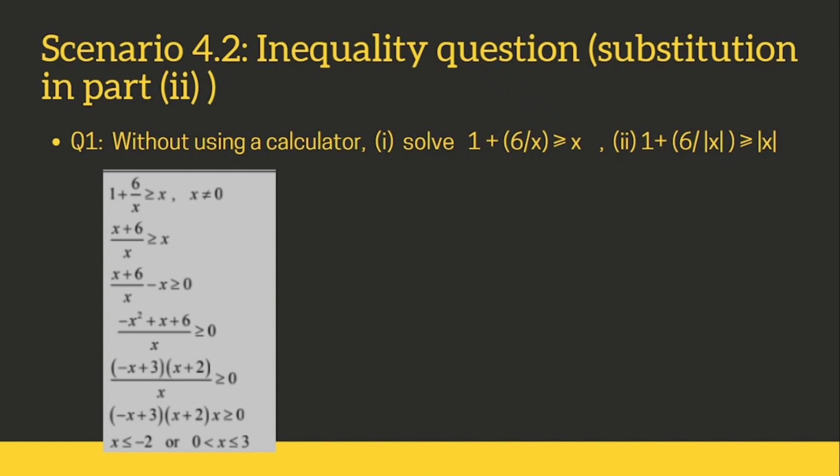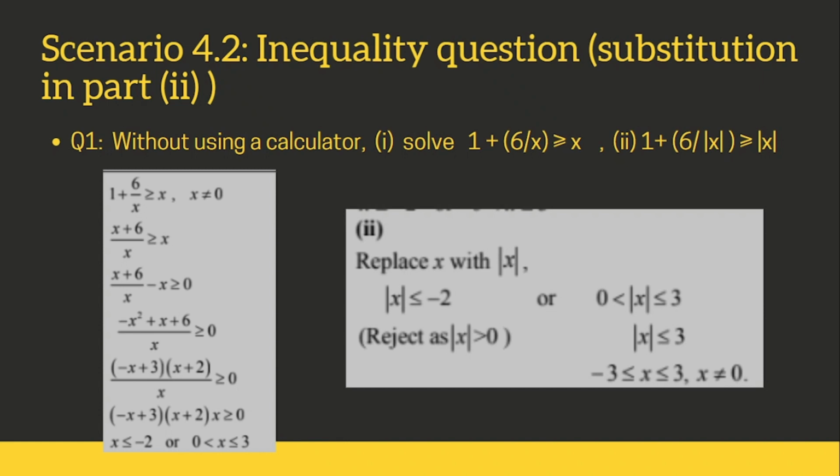Then you can multiply the entire inequality by x squared. You can do this because x squared, no matter what, is greater than or equal to 0. So when you multiply by x squared, it will still be greater than or equal to 0, which is why we can do that. Then you have that final part, which is minus (x plus 3) times (x plus 2) times x is greater than or equal to 0. Then you just sketch a cubic graph, and you see that x is less than minus 2, and 0 is less than x, which is less than or equal to 3.